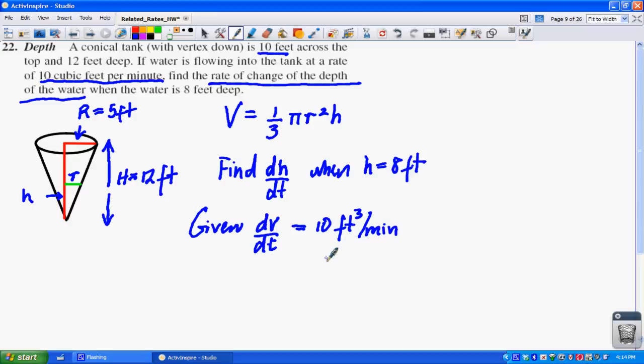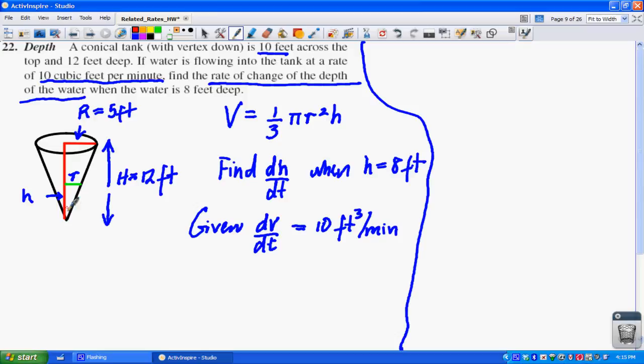We're also given some other stuff. We're given that big R is 5 and big H is 12, and we're going to have to use that. I kind of started this in class, but we didn't get to finish it, well, for sixth period. Third period we did. So we're going to use that before we start differentiating.